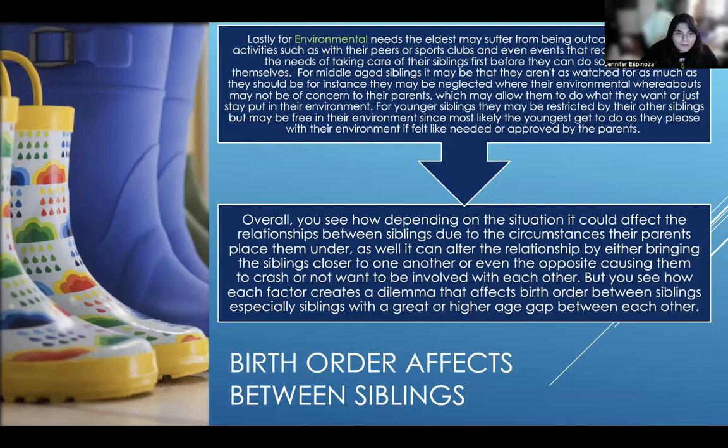Overall, you see how, depending on the situation, it could affect the relationships between siblings due to the circumstances that parents place them under. It can alter the relationship by either bringing the siblings closer to one another or even the opposite, causing them to crash or not want to be involved with each other. But you see how each factor creates a dilemma that affects birth order between siblings, especially siblings with a great or higher age gap between each other.